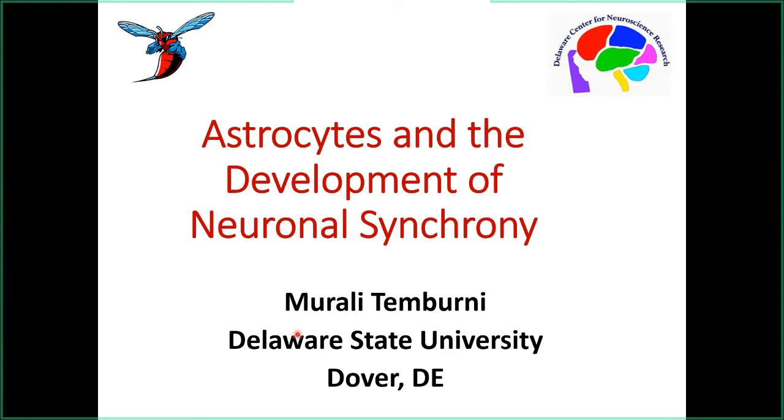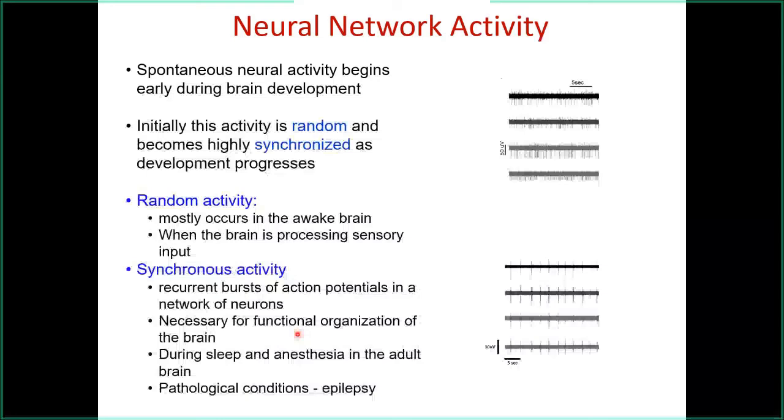As we're all neuroscientists, you understand that neural activity begins very early during development, and initially this activity is random. This is an example of how random activity looks in an in vitro multi-electrode array recording, examples of which I'll show you in a few minutes. Over a period of time in vitro, this activity becomes highly synchronized. These are just 4 of the 120 electrodes that we use for recordings.